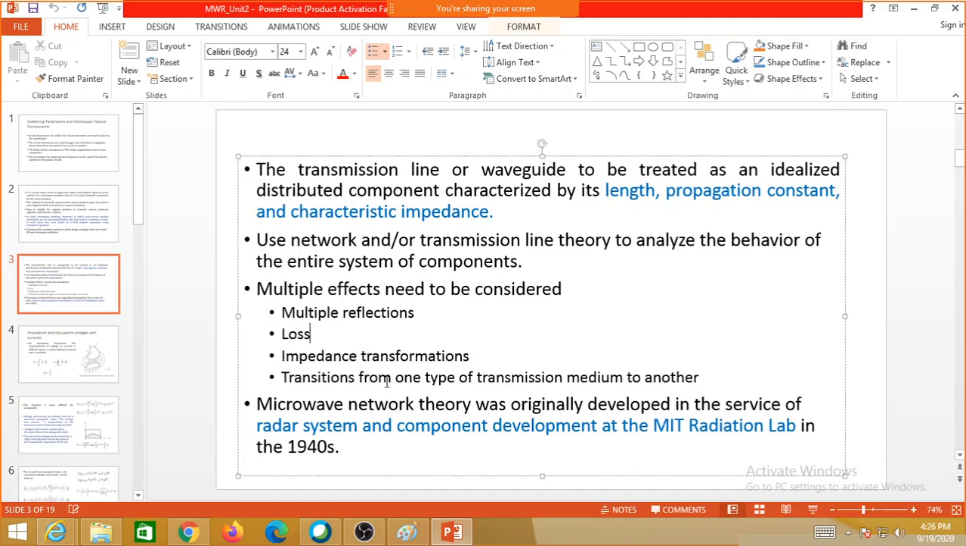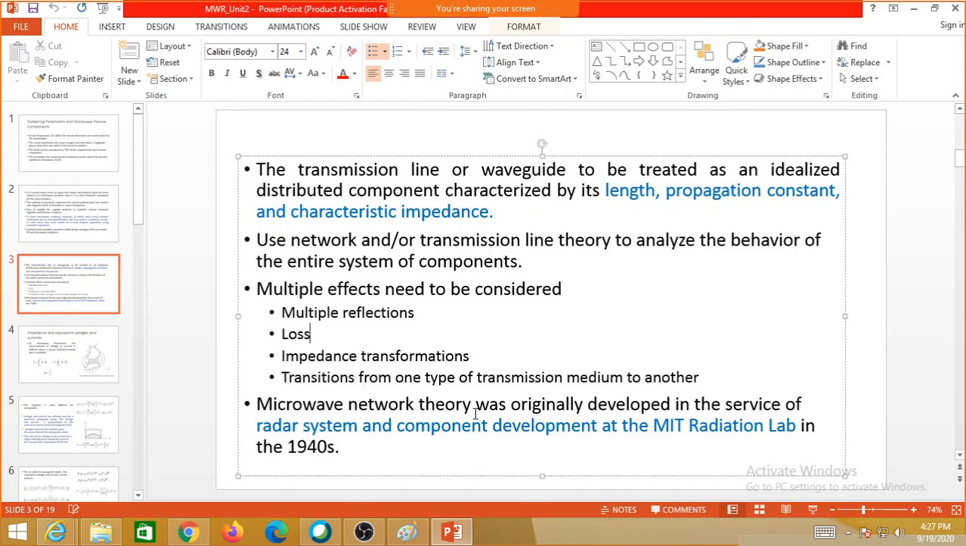Even if you take the example of an antenna as a transmitter, the wave is transmitted to free space. There is a transition from the antenna to free space. So that transition is also important in terms of impedance match, and you need to take care of it while doing microwave problems.